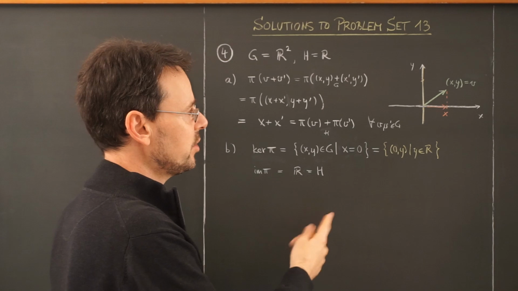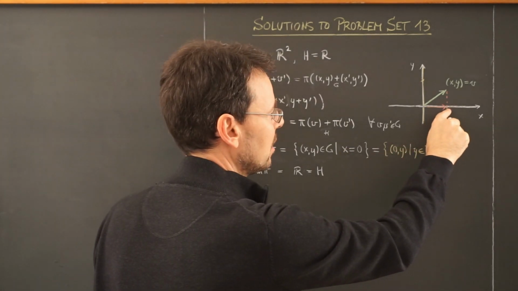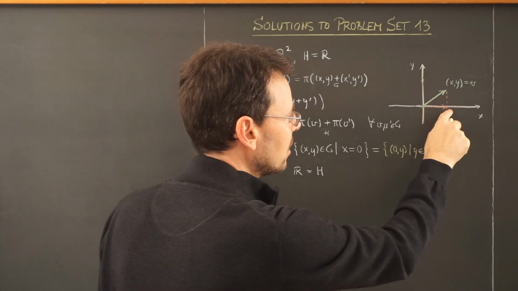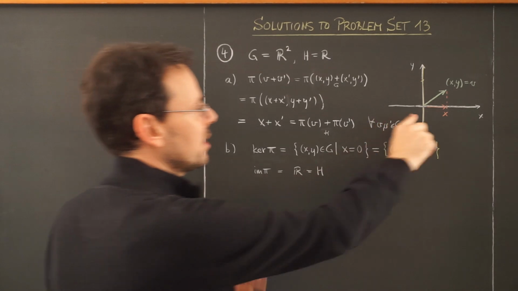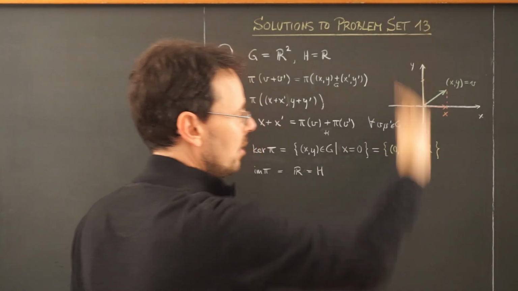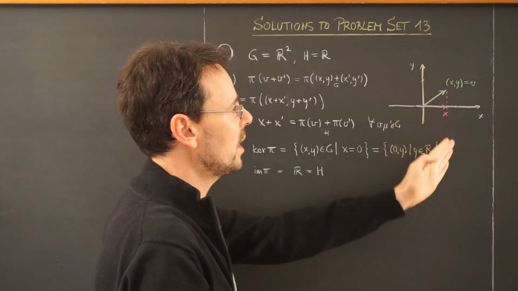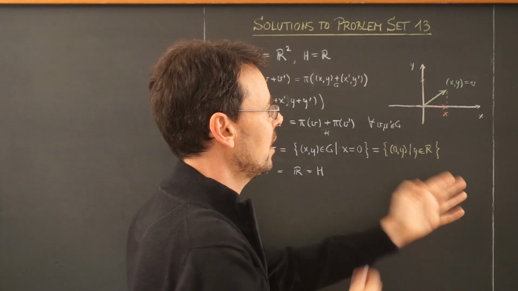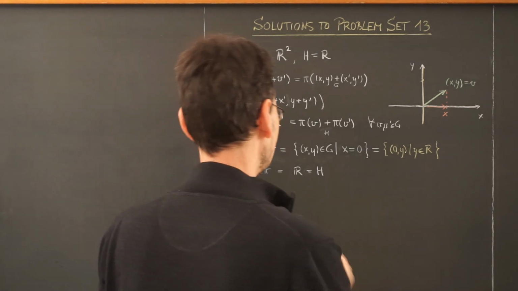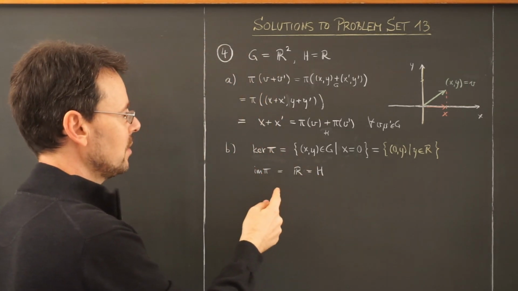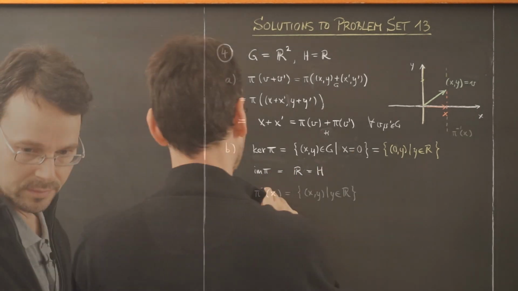Now what is the image? Clearly the image is the whole x-axis. Why? Because if I take any number here, I can take this x0 as a pre-image, or I can take this arrow or whatever I want to. I can add the whole kernel, so the whole y-axis, to this element here and have infinitely many pre-images. So clearly it is an epimorphism because its image is all of the codomain.